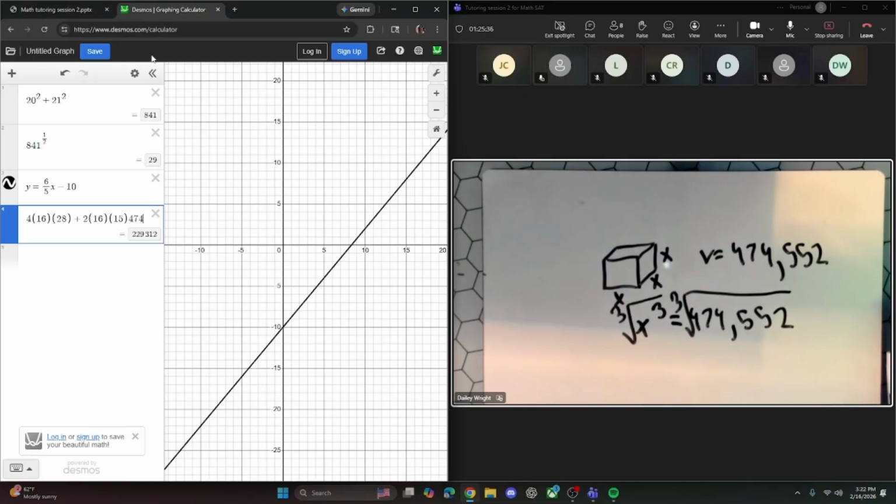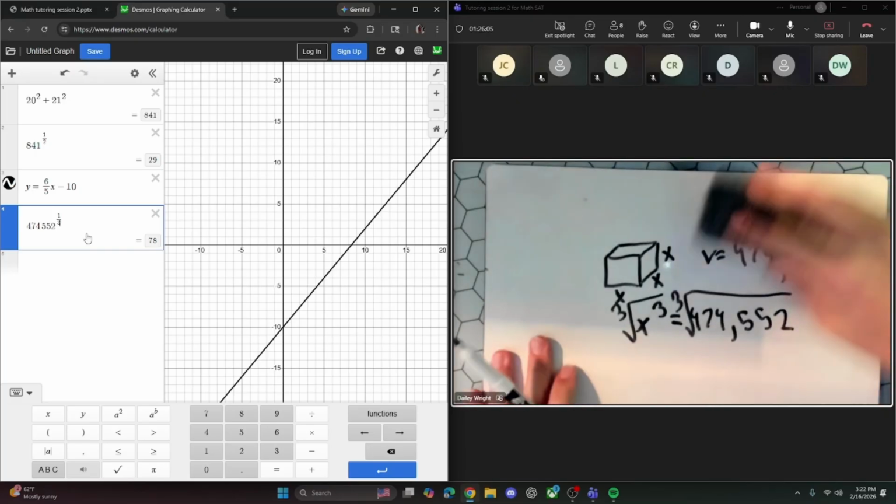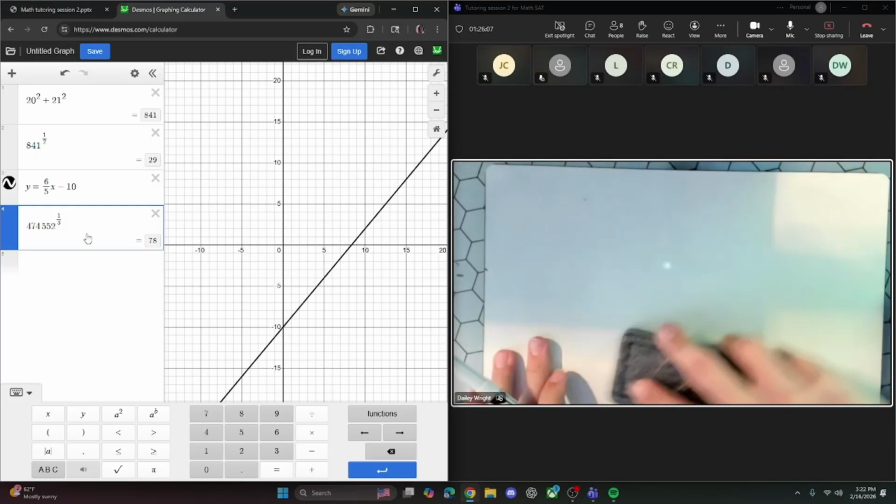So 474,552. This is why I find using the fractions in the exponents easier, because I can just go up to the 1/3. I don't believe there's a cubed root in here. Yeah, there isn't. So if you need to do a cubed root and you don't know how to do the fraction thingy, you basically just can't do it. So now we have a side length.